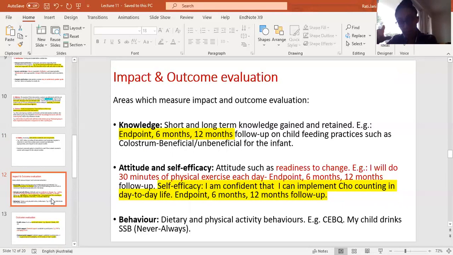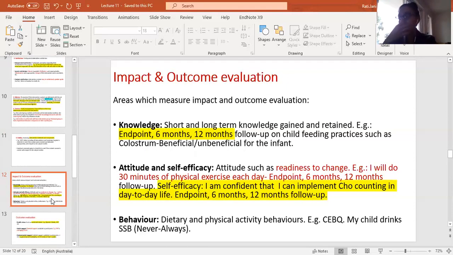Because once they start implementing this in their real life, they will see a change in their HbA1c levels or glucose levels. They will be doing this day-to-day carbohydrate counting. That is when you can gauge true self-confidence. And maybe you may find that just after your intervention, their self-confidence was say 4 out of 10. So they were kind of confident, but not very confident. But maybe after 6 months, they have like 9 out of 10. Why? Because now they have implemented this in real life and they feel more confident because they are actually doing it. So self-efficacy, yes, it is good to gauge after your intervention, but it is very important to gauge it during the long run, which is an outcome evaluation.